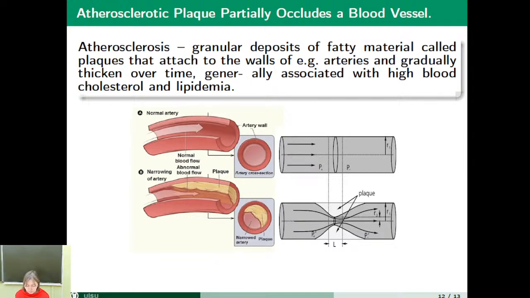In figure 2, arteries are illustrated. It's a normal artery and a narrowing of the arteria, A and B. And the arteria A is clean. Look at this picture. It's clean. It's a cross section, and this cross section is clean, has a radius R1, this radius.